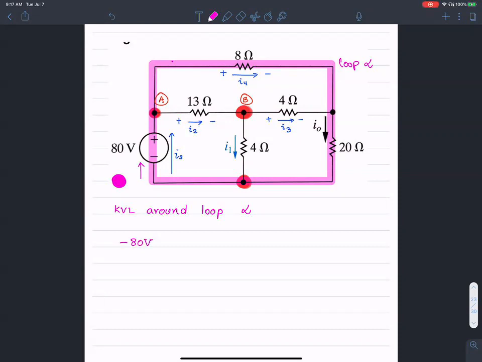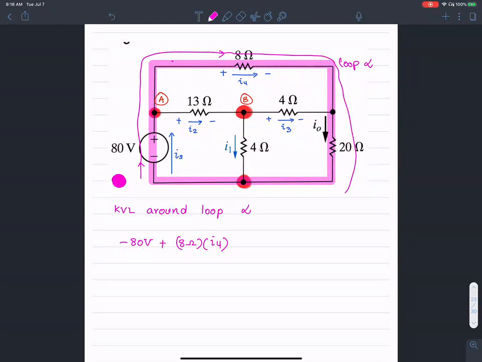Then we continue our journey and see a positive sign over there. So 8 ohms times I4. Remember Ohm's law: the voltage dropped across this resistance. Because I'm using KVL around loop alpha, I want to add the voltage drops around the loop, and the voltage drop across this 8 ohm resistance is 8 times I. Then I look at the plus-minus sign: 20 ohms times I naught, the value of which is given to be 2 amperes. All of that equals 0.